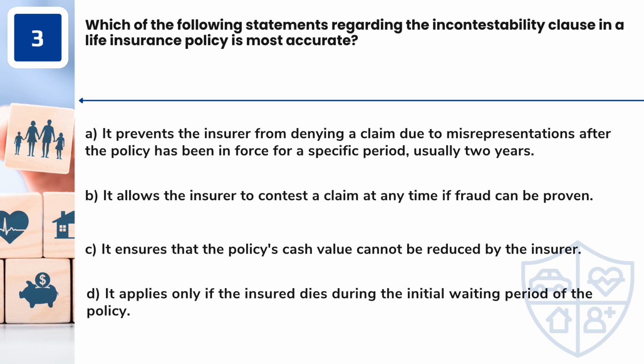Question 3. Which of the following statements regarding the incontestability clause in a life insurance policy is most accurate? A. It prevents the insurer from denying a claim due to misrepresentations after the policy has been in force for a specific period, usually 2 years. B. It allows the insurer to contest a claim at any time if fraud can be proven. C. It ensures that the policy's cash value cannot be reduced by the insurer. D. It applies only if the insured dies during the initial waiting period of the policy.